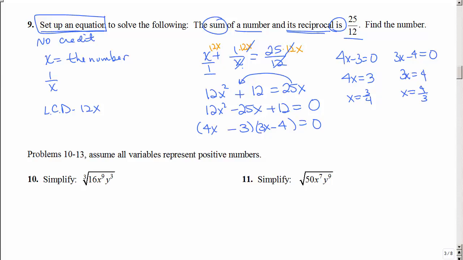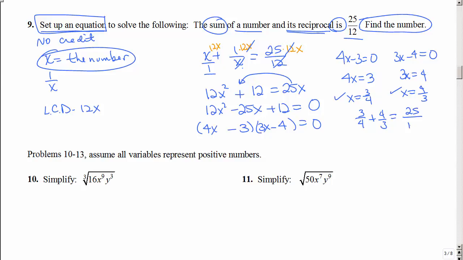Sure enough, I get two answers, but it says find the number. Well, x was the number, and I actually have two possibilities. That's okay. And if you look at those two numbers, they are reciprocals of one another. And if you add 3/4 plus 4/3, find a common denominator, you're going to get 25/12. So again, even though it says the number, two solutions.